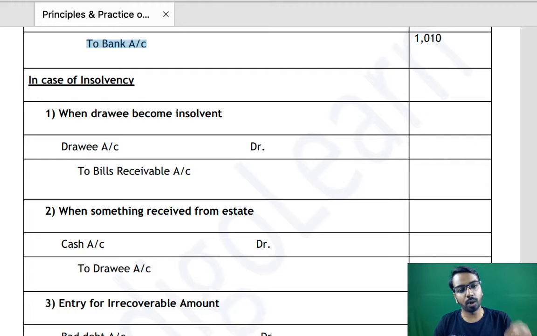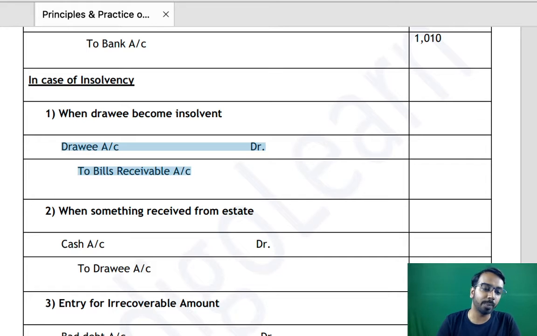First thing is, once the drawee becomes insolvent, technically bills receivable is no longer of any value, so you will reverse the first entry that you had passed. First time you would have passed an entry, bills receivable to drawee account. Now you will simply flip the entry, drawee account to bills receivable account. Basically, you are cancelling out the first entry that you had passed.